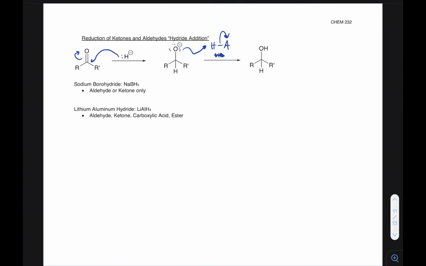We can do this in two different ways. We can use two different reagents here. Sodium borohydride, which is a weak reducing agent, can turn aldehydes or ketones into alcohols, or lithium aluminum hydride, which is a strong reducing agent.